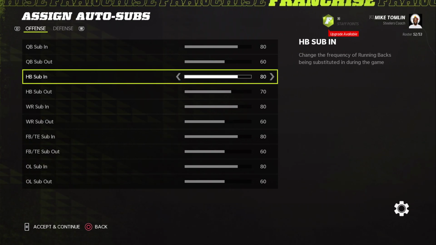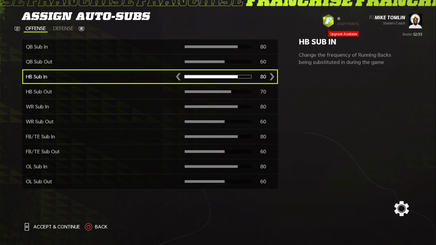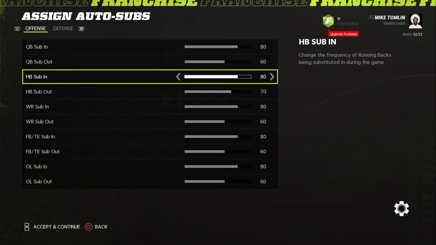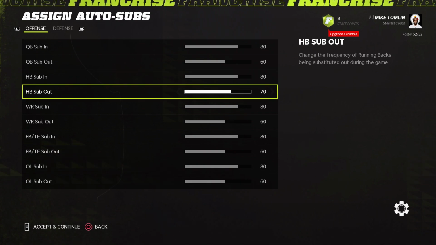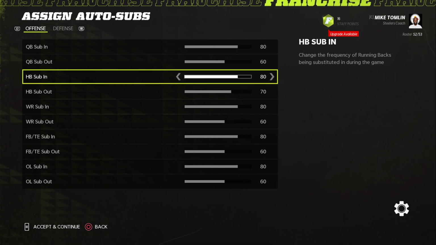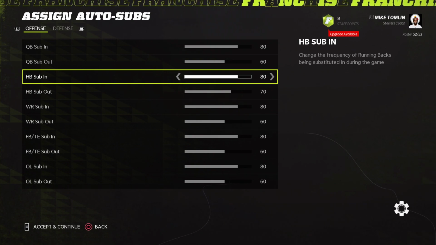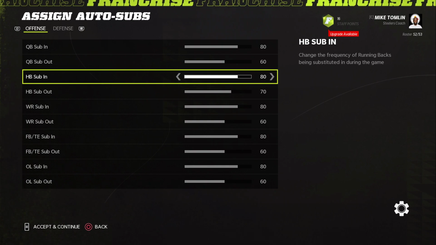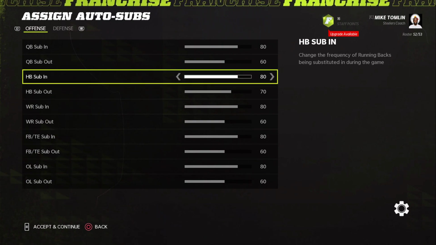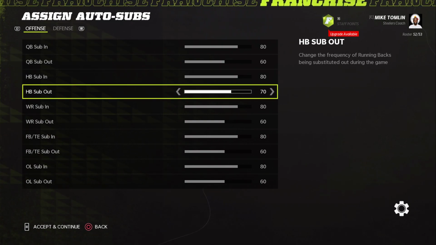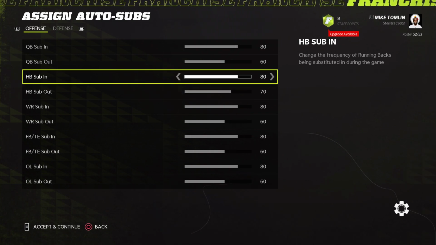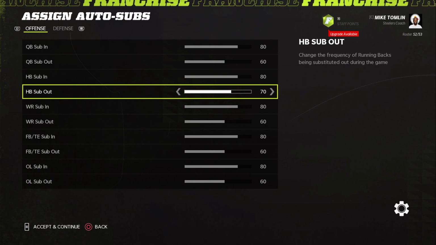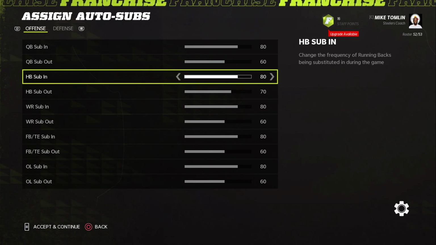A lot of people have been telling me that they're having issues with players subbing out and then never coming back into the game. Well, that could be an issue with where you have your sub in, sub out slider set. I've not personally experienced those issues with fatigue set somewhere between 70 and 80 on the sliders, and then having my players sub in and sub out at around 80 or 70, you're going to have success with your players subbing in and out. At least I have. And again, I'm going to continue doing experimentation.